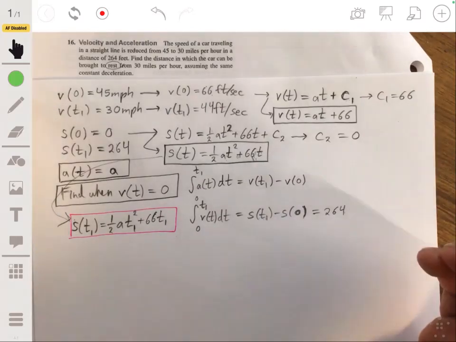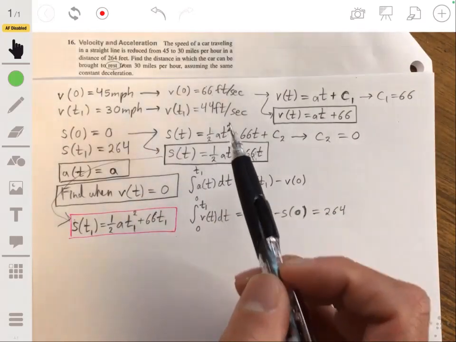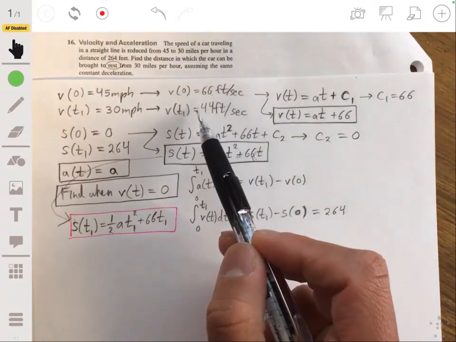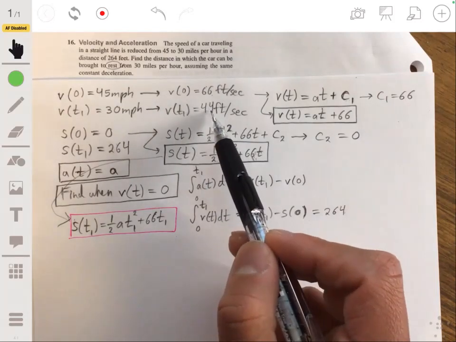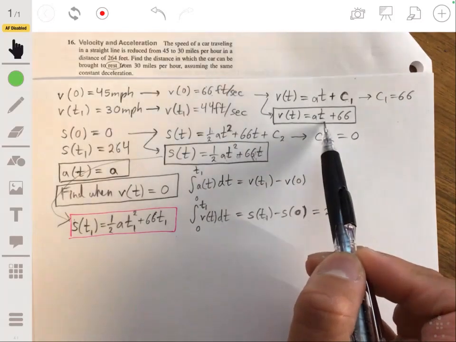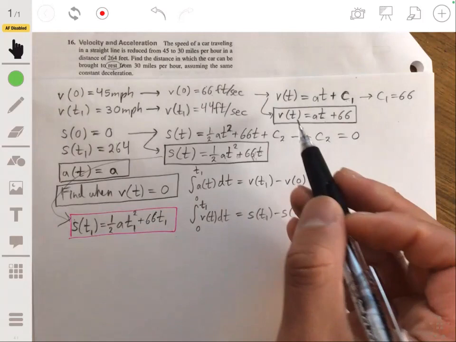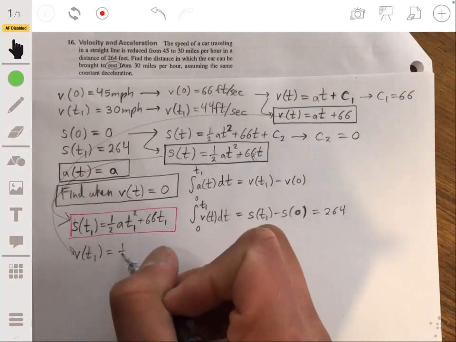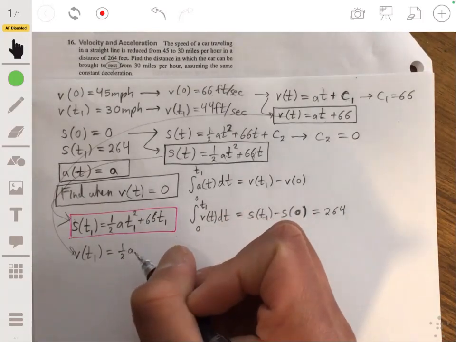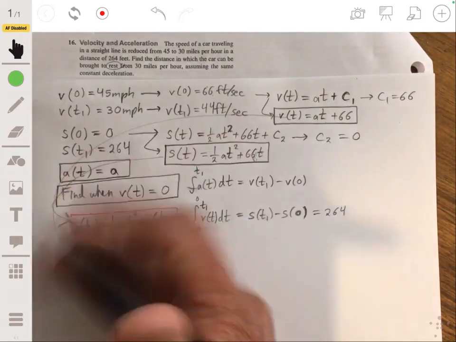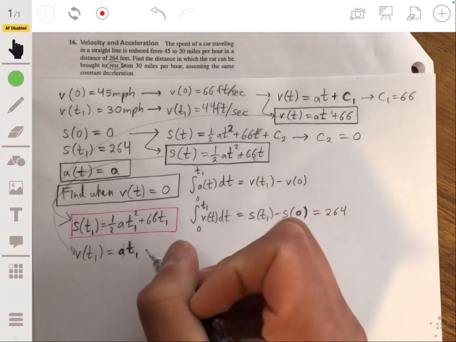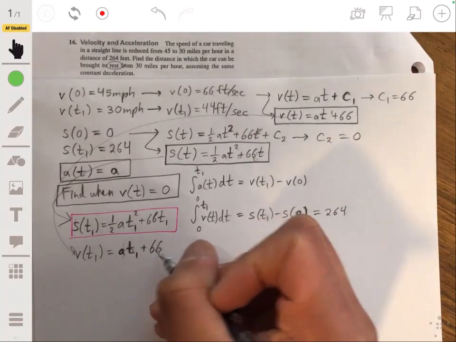Now, we can also use its velocity at some time, say t1. So v of t1 is 44, so we can set the velocity equation equal to 44 when t is t1. Using that same logic, v of t1 equals a times t1 plus 66.